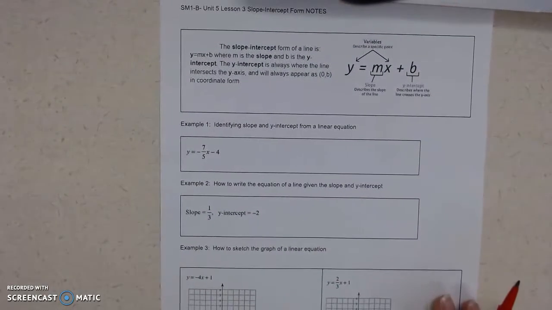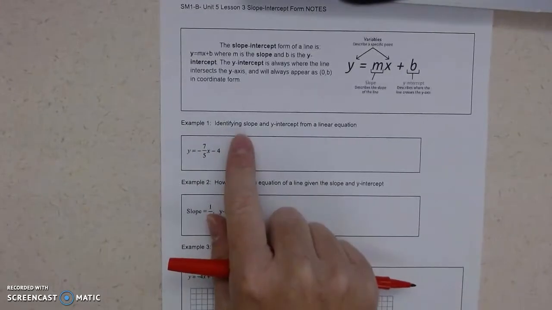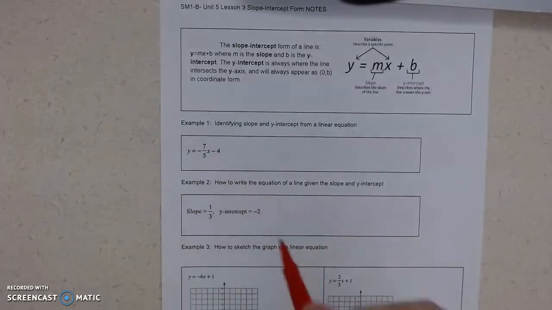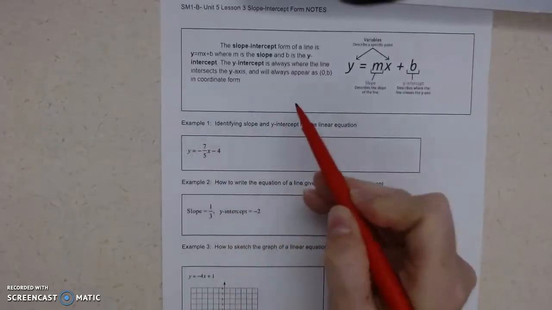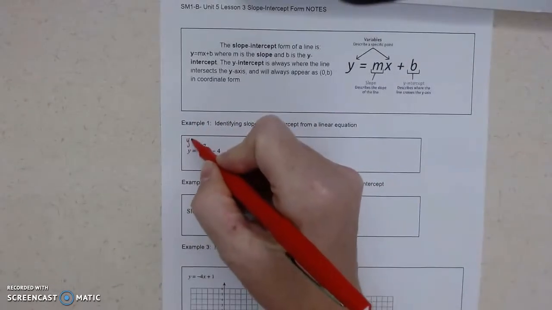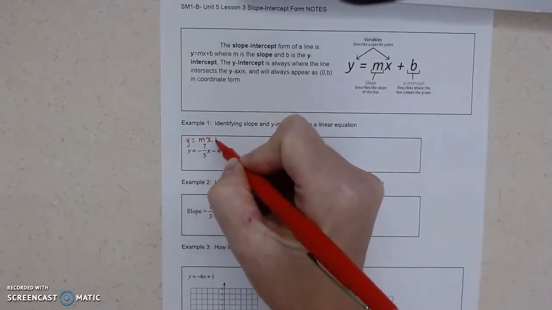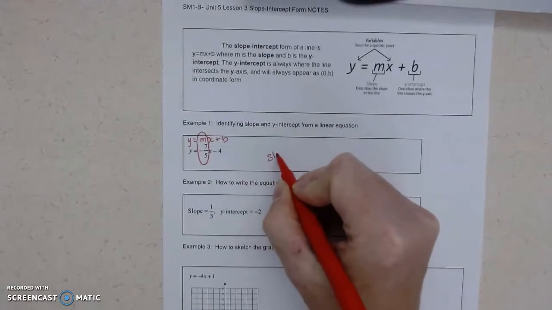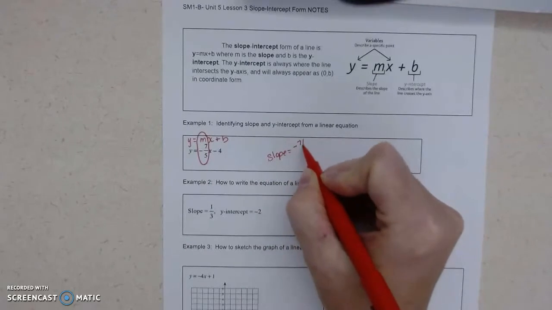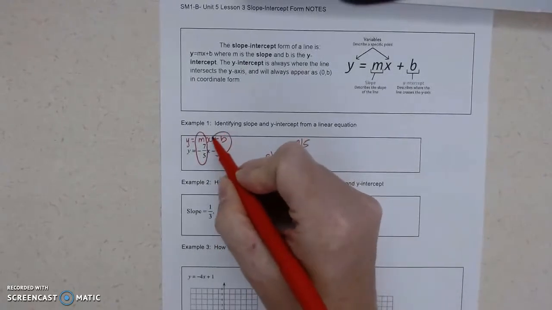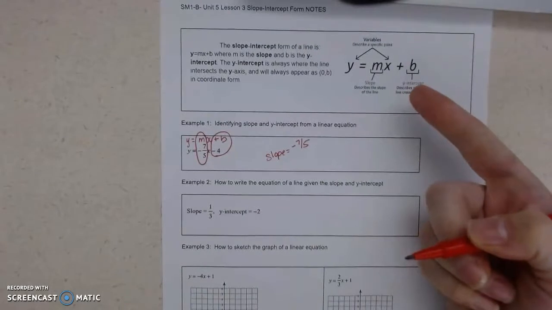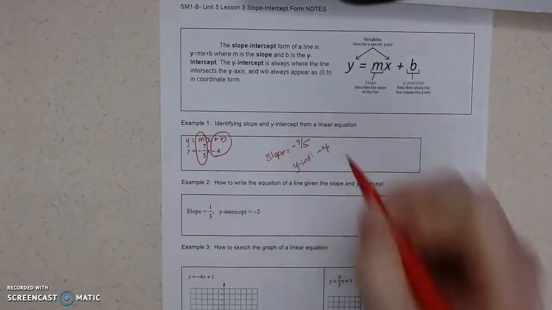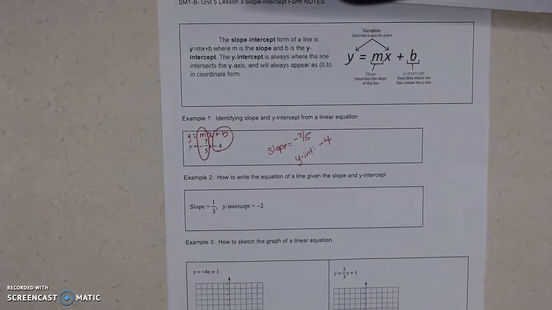So, on our first example, they just want you to identify the slope and identify the y-intercept given an equation. So since this equation is already solved for y, it's in the form y equals mx plus b. So our slope is equal to negative 7/5, and our y-intercept, where it crosses the y-axis, is at negative 4. And that's it. Let's look at our second example.